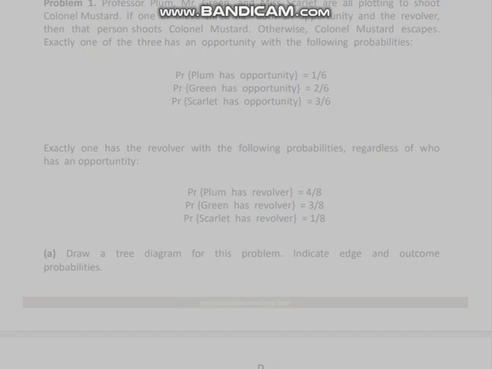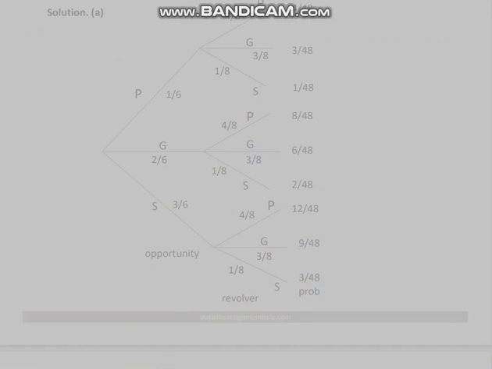Solution. A. The tree diagram has outcomes with probabilities 4/48, 3/48, 1/48, 8/48, 6/48, 2/48, 12/48, 9/48, 3/48, with opportunity, revolver, and probability labeled along the branches.